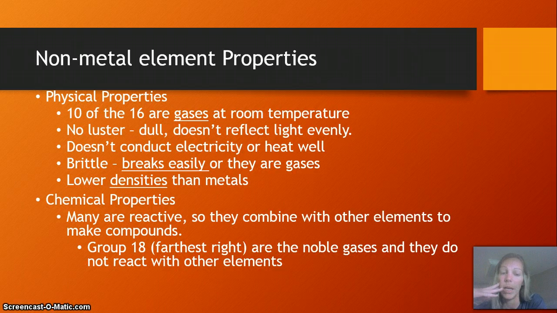Chemical properties are, many are reactive, especially the ones closer on the left side of that group of elements. And so they combine well with other elements to make compounds. If you look at oxygen, for example, we just gave you an example of how oxygen can combine with iron to make rust. Also, we can combine oxygen with hydrogen and make water. Keep in mind that the farthest right group or family, which is group 18, family 18, are the noble gases, and they do not react with other elements.